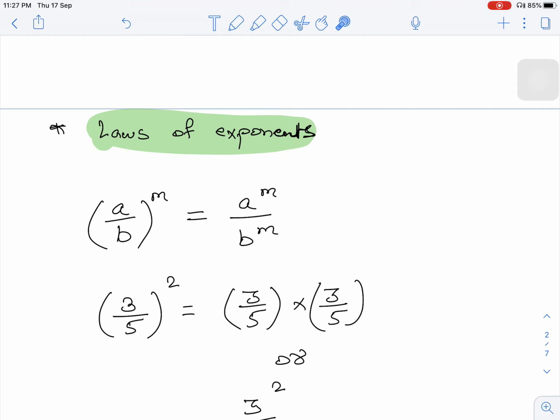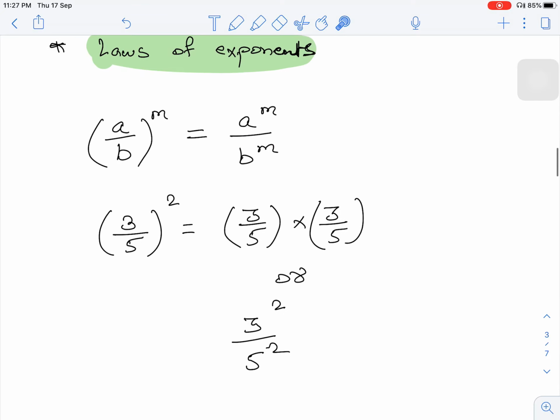So what is the law? If the numerator and denominator together have one power, this power can be written separately for the numerator in this way and for the denominator in this way. Now let us consider one example. Suppose you are given 3 upon 5 raised to 2. What does it mean? That 3 upon 5 is multiplied how many times? 2 times. So this is its expanded form, we can say. Now if you want to write this with individual powers, this 2 is for 3 also and it is for 5 also, so we can write it in this way, as we have written it here.